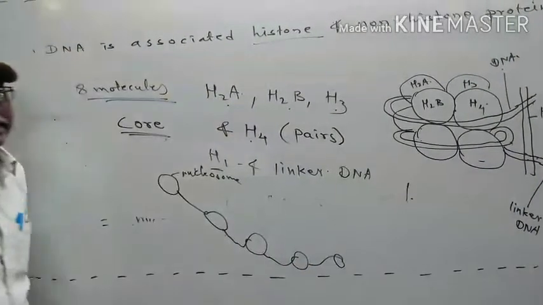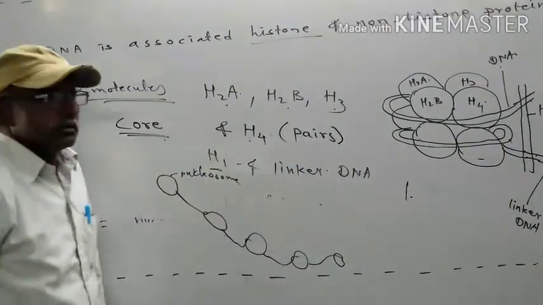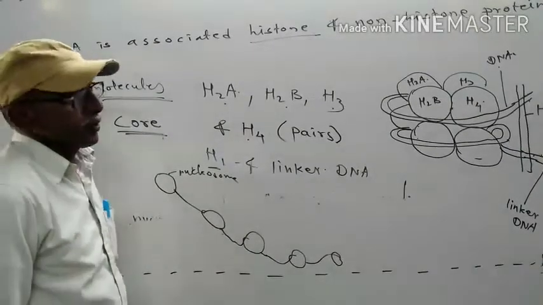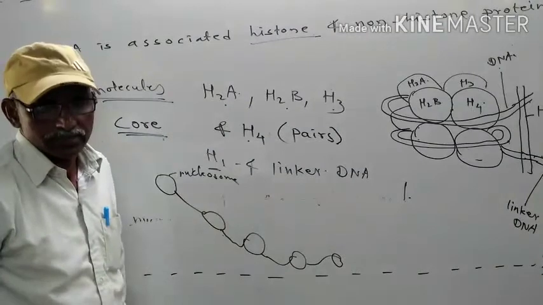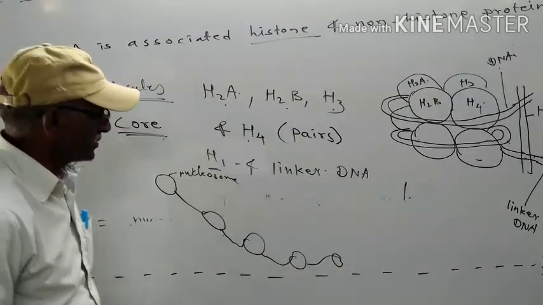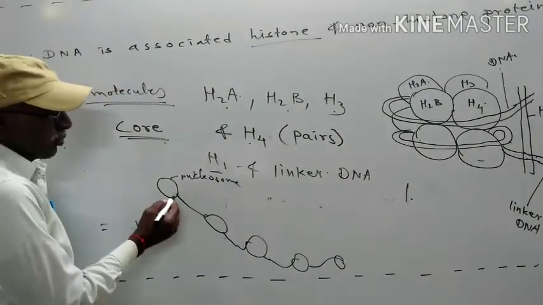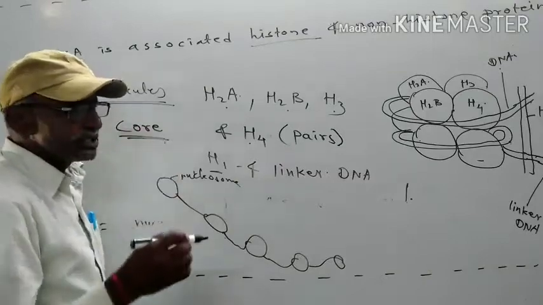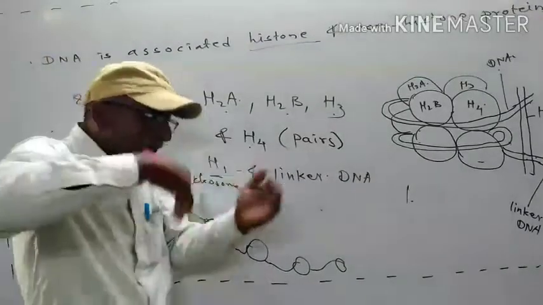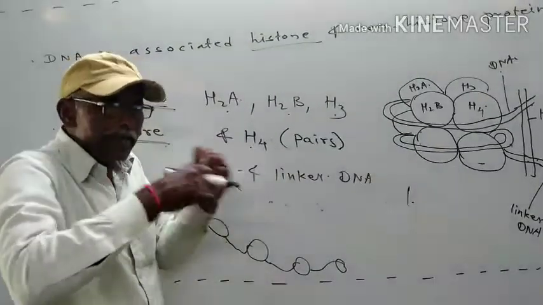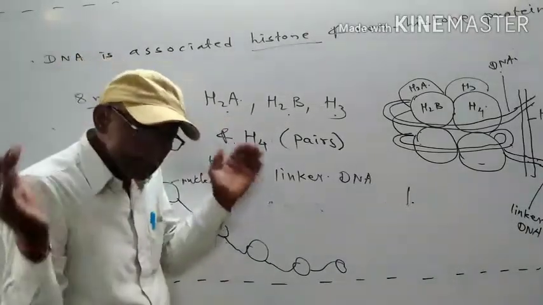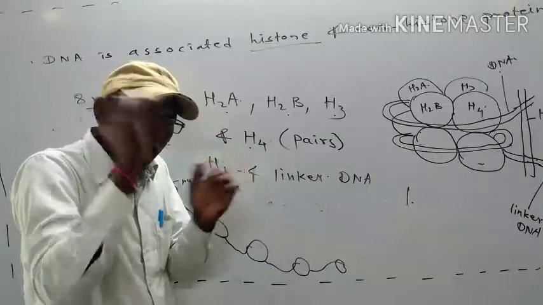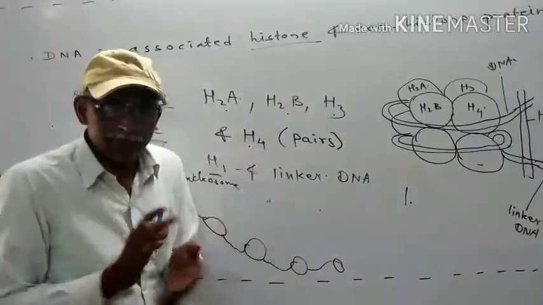Because the DNA present in a eukaryotic cell consists of at least 200 base pairs. And this histone molecule is responsible for wrapping such a long DNA around it. It means the structure becomes smaller and smaller, while the quantity is the same.